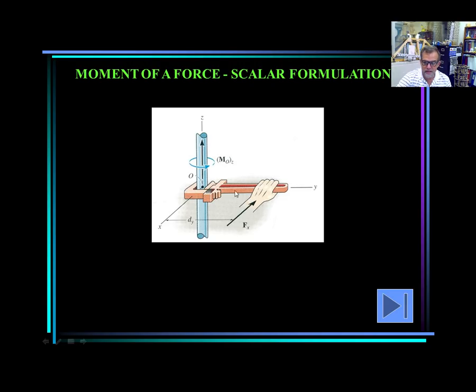But if this is not perpendicular to this, only the perpendicular component is the one that is producing rotation, because the component that goes through the axis, in this case, will try to push in one direction or the other, meaning translation, not rotation.